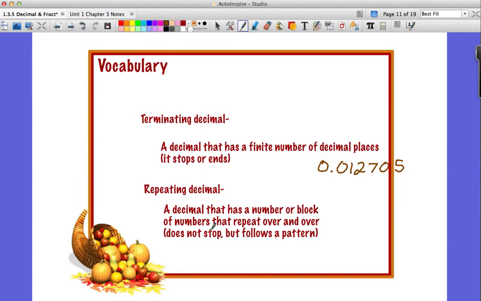A repeating decimal is a decimal that has a number or block of numbers that repeat over and over. It does not stop, but it follows a pattern. So a repeating decimal is something like this, so 4, 5, 4, 5, 4, 5, any pattern of numbers, any number. It can be one number, it can be 6 numbers, but they have to repeat. And sometimes you'll see these ellipses, but typically when it repeats, you'll see a bar over the numbers that repeat. So in this case, since the 4 and the 5 repeat in that pattern, we have to have the bar like this.